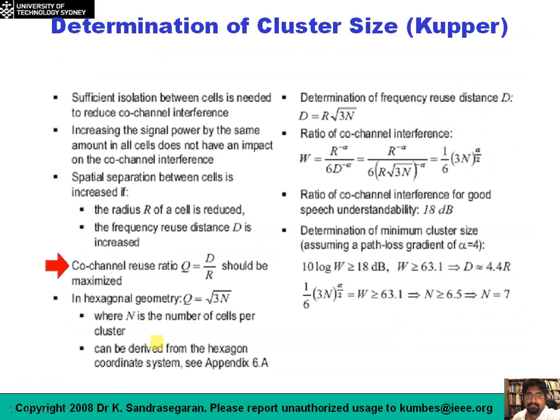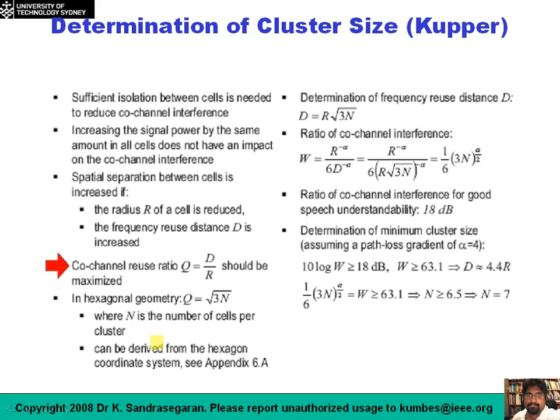There is an example worked out here, and when you get these slides, I'll put them up on UTS Online after we finish the lecture. They've given an example in which they go through a worked example and work out the carrier to interference ratio.